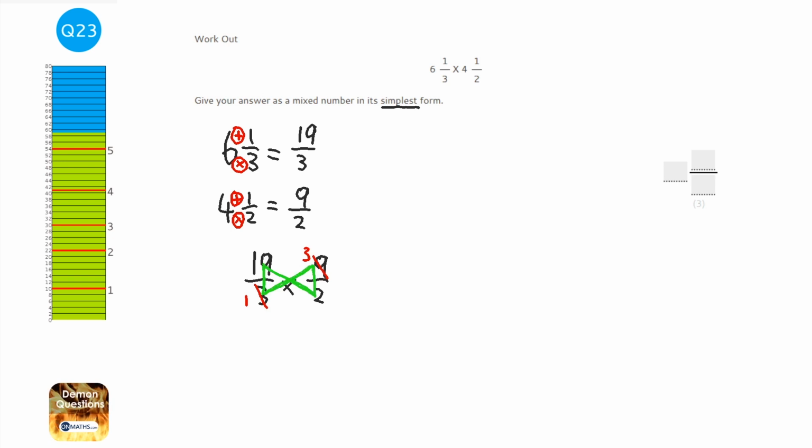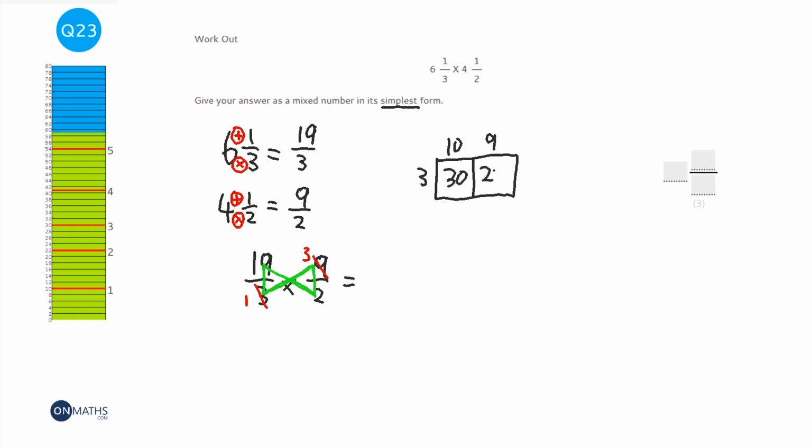So now instead of doing 19 times 9, I'm doing 19 times 3, and you can do any method you want. I mean, some of you would do 20 times 3 and take away 3, but let's do a little grid. 19 times 3: 10 times 3 is 30, 3 times 9 is 27, so 30 plus 27 is going to be 57.